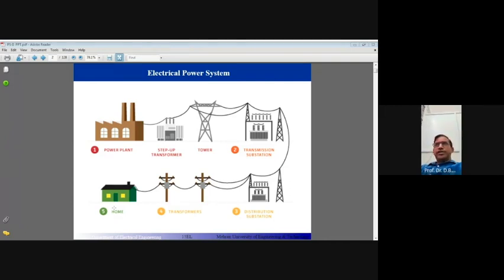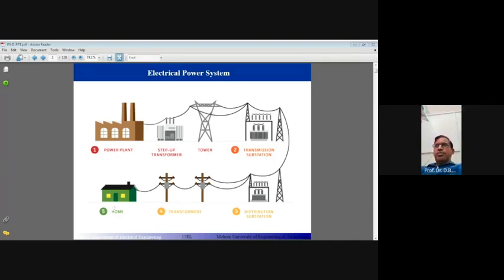First unit is transmission line parameters. Second unit is performance of transmission lines. Third unit is transients. Fourth unit is mechanical design of electrical transmission systems. Fifth unit is underground cables. These are the 5 units of the syllabus in this semester.